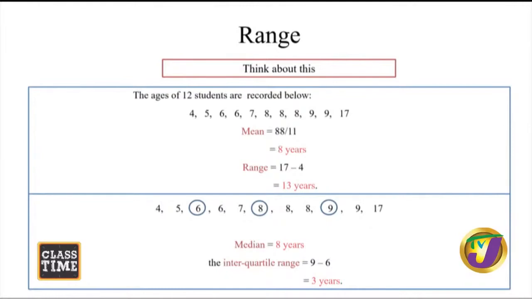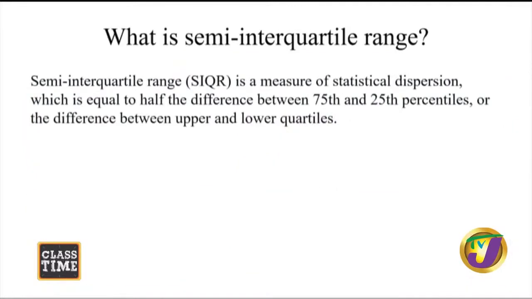Because if you look at the numbers really, 4, 5, 6, 7, 8, 9, and then 17, it is not really widespread. So the 13 there would not give you a good estimation of the spread of what's happening. Right, so the interquartile range is more accurate.